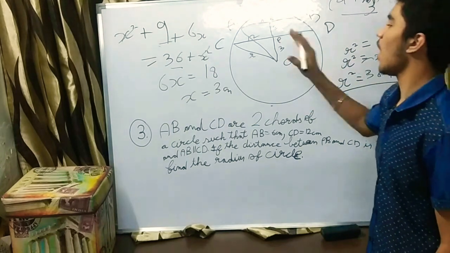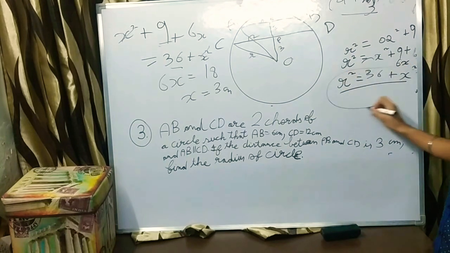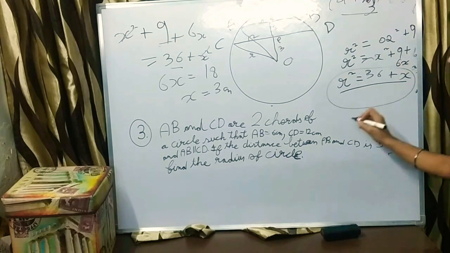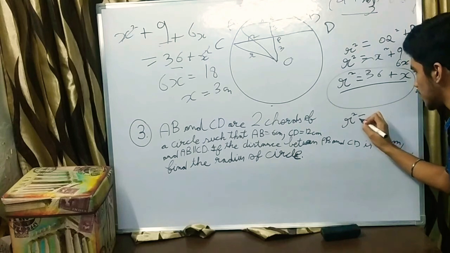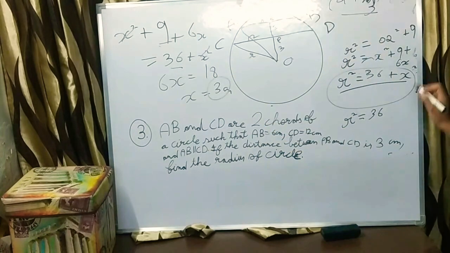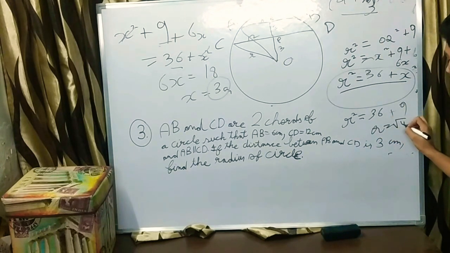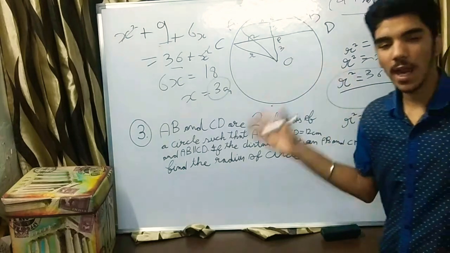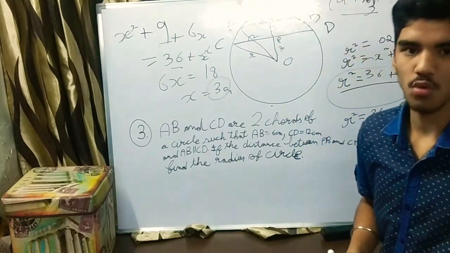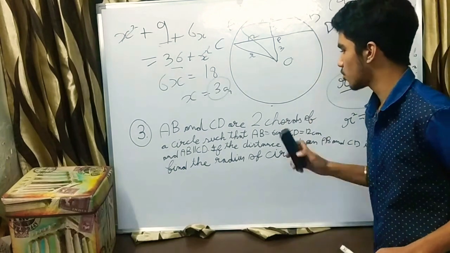Now we have to find r. What was r square? r square is 36 plus x square. r square is equal to 36 plus x square, which would be equal to root 45. It can be further converted into decimals. Now this question is solved.